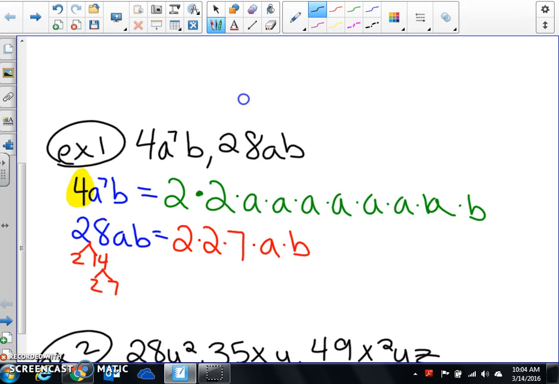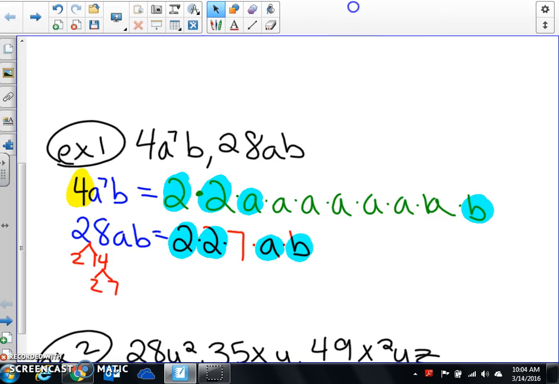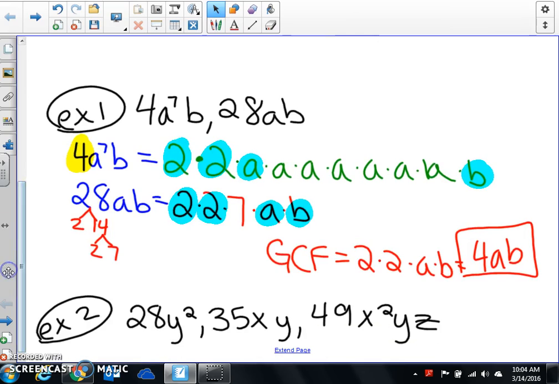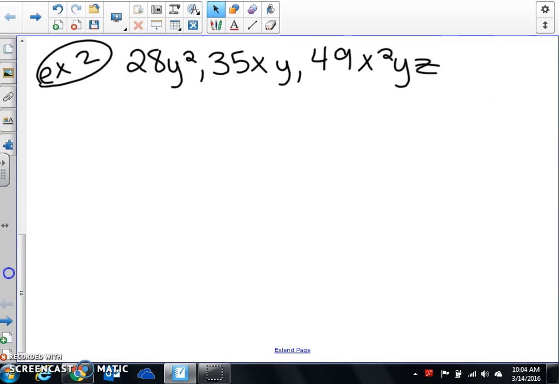So the greatest common factor is anything that matches together. I've got a 2 on both of them. I've got another 2 on both of them. I don't have a 7, but I've got an A, and I've got this B. So my GCF is 2 times 2 times A times B, which reduces down to 4AB. So that's my GCF.